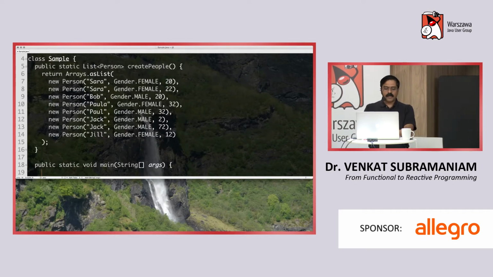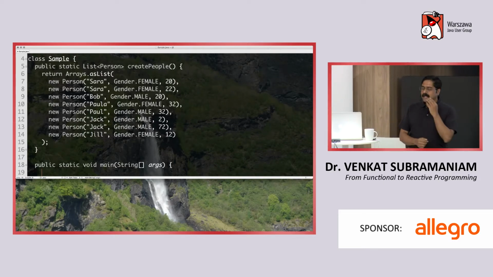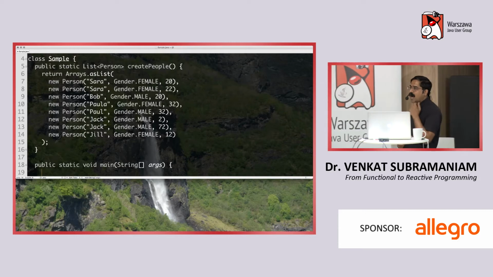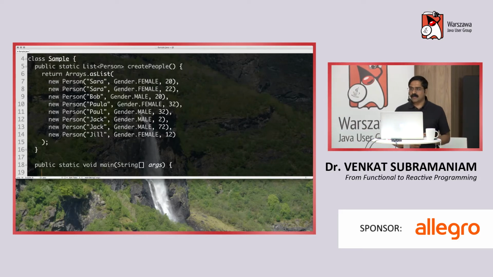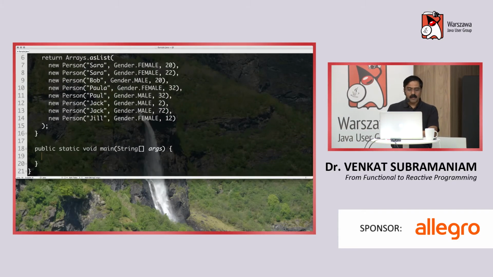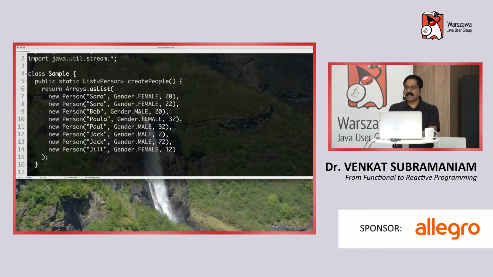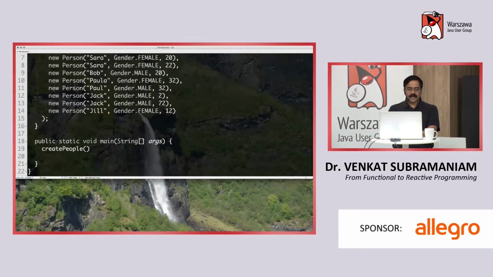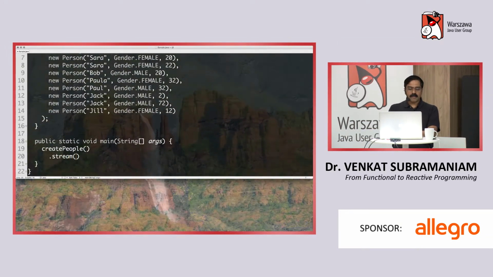But maybe what I want to do is, let's say, find the first female who is older than, let's say, 25. So how do I write that code in the functional style of programming? Well, we could first of all start by creating a people collection. So that gives me all the people objects from this collection. And then I could say dot, and we could get a stream out of it.